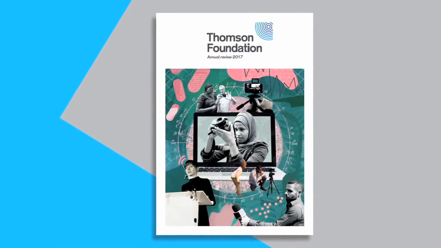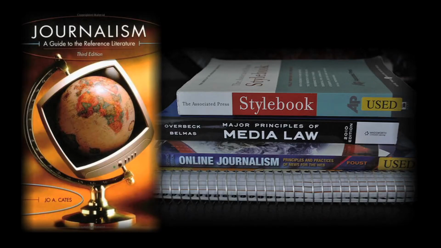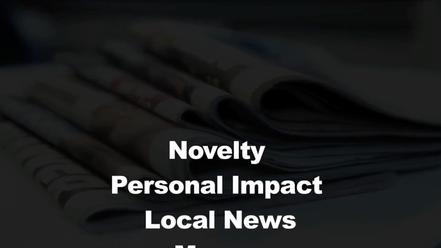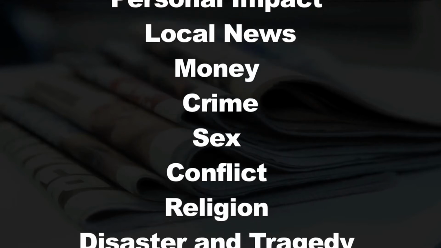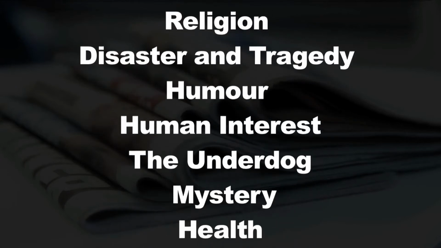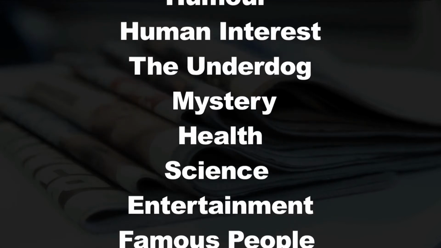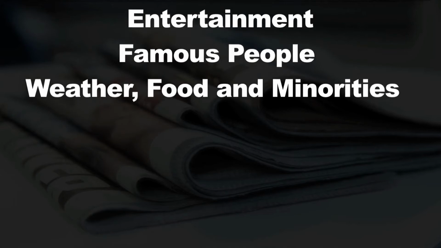The Editorial Study Center of the Thomson Foundation lists 20 categories of what makes news in the book A Guide to Advanced Techniques in Journalism. They are novelty, personal impact, local news, money, crime, sex, conflict, religion, disaster and tragedy, humor, human interest, the underdog, mystery, health, science, entertainment, famous people, weather, food and minorities. Let me explain this.